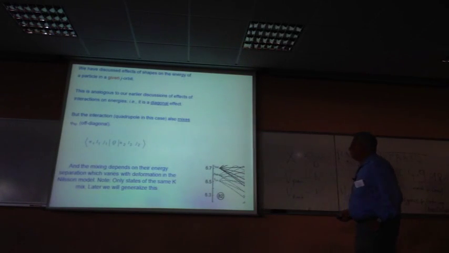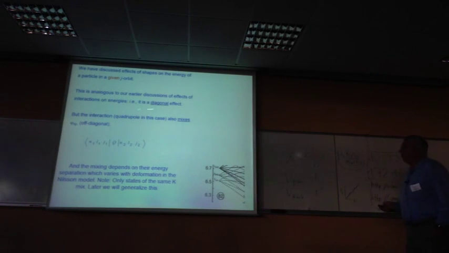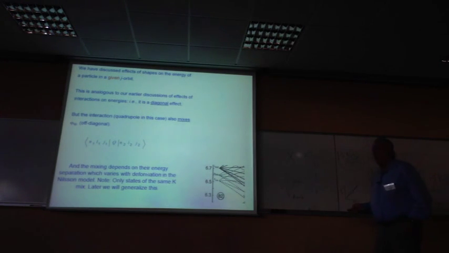So, what we've talked about so far is the energies in a field of a certain shape. That's a diagonal effect. But the interaction that generates the Nilsson model also mixes the wave functions of these different single particle states. The mixing will depend on their energy separation, which changes with deformation, and it also depends on which orbits they are. Only states of the same K can mix. Now later we'll generalize that, but for this pure simple Nilsson model, only states of the same K can mix.